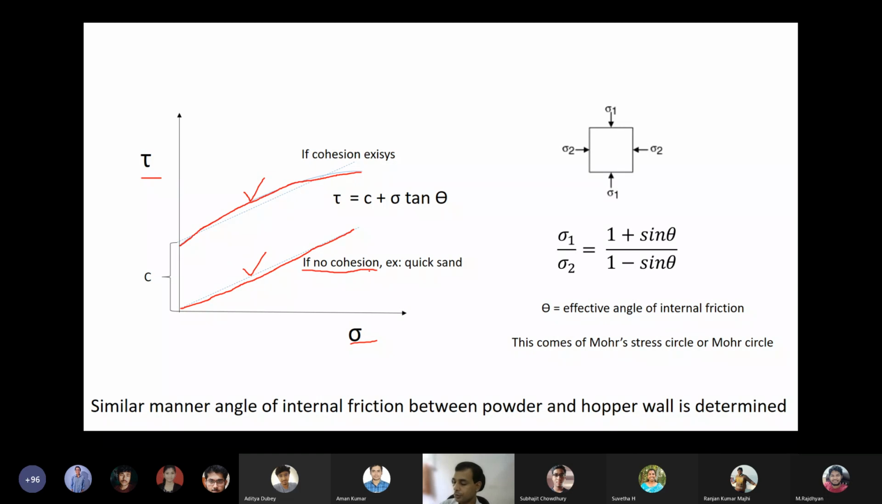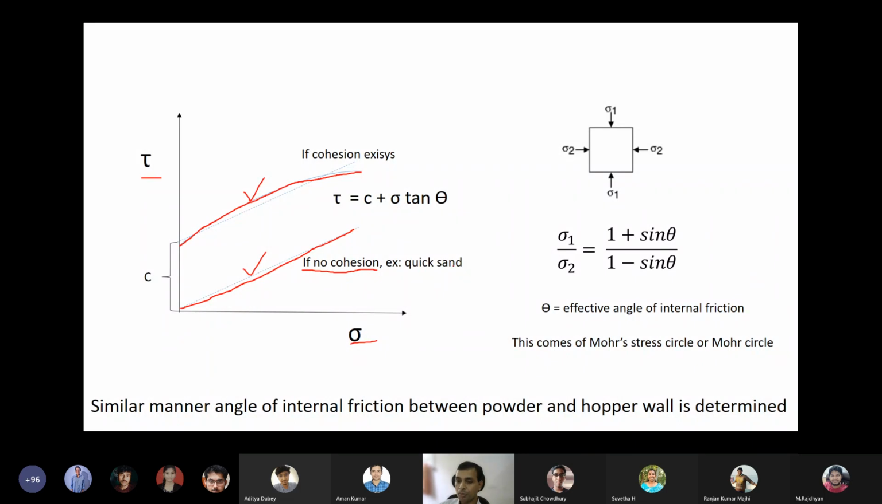forces. What kind of forces? Which I explained in the previous class. What is that name? Adhesion forces. If there are no adhesion forces, then there is no cohesion between the particles. Then the shear stress is proportional to the normal stress. It is exactly like a Newtonian fluid in fluid mechanics.